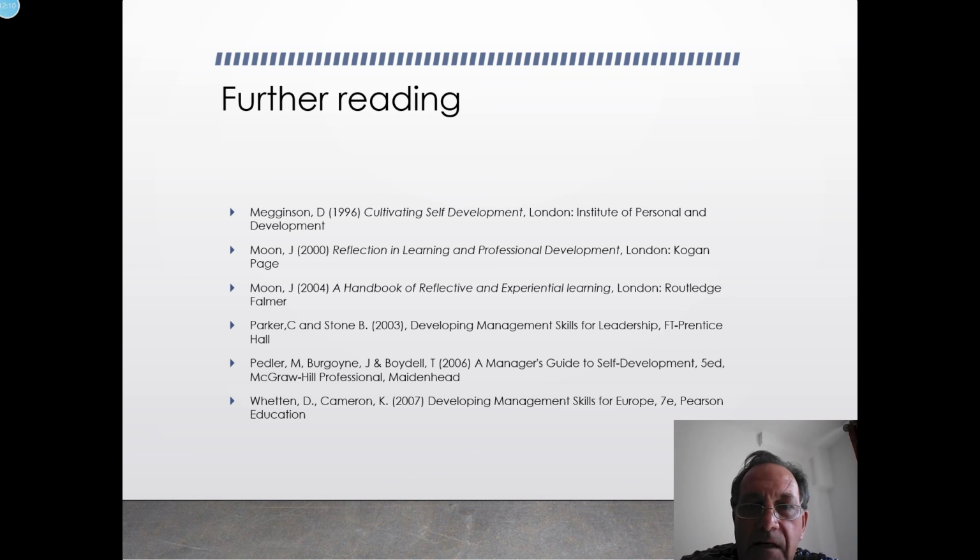Some of these will be available electronically, so when you go onto the library website and look through one search, some of these will be available electronically, others won't. But there are plenty of other texts besides these. I know the Parker and Stone one, Developing Management Skills for Leadership, is not available as an electronic version, but I've given you some further guidance at the start of this presentation on 2 or 3 texts which are available electronically, so you can access those via the internet.